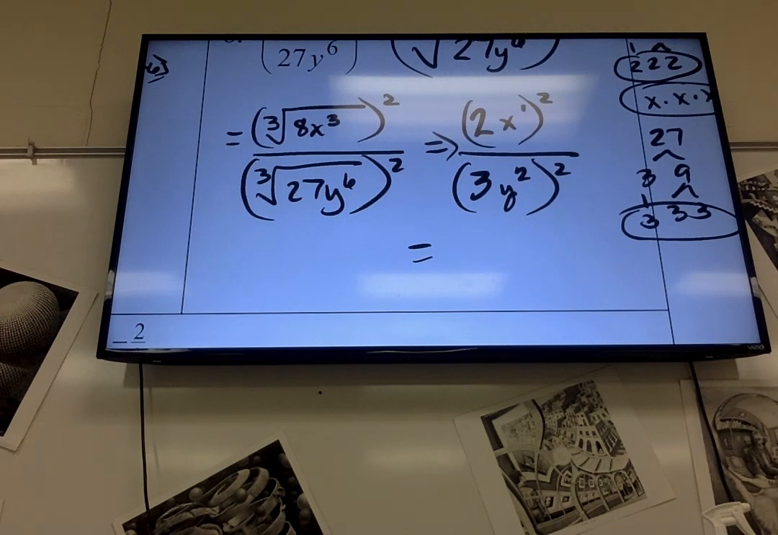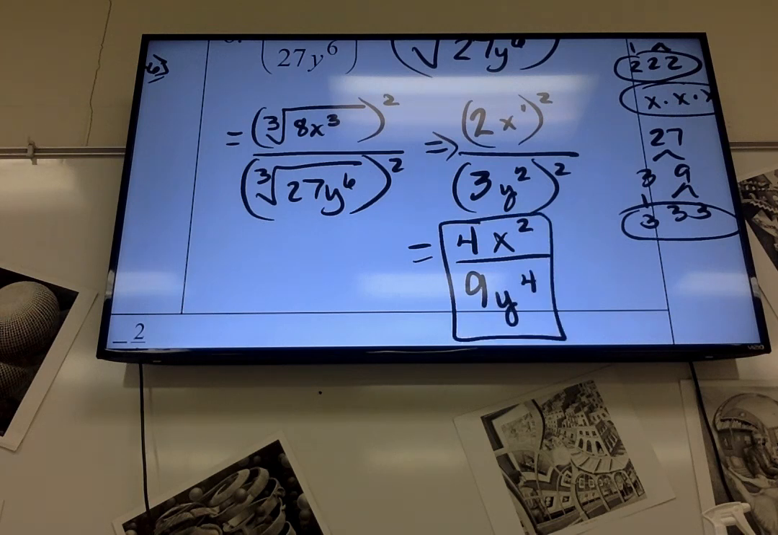Then we just square everything. 2 squared, 4. Raising a power to a power, that's x squared. 3 squared is 9. And raising a power to a power, that'd be y to the 4. They're not like terms. I can't reduce. I'm done.